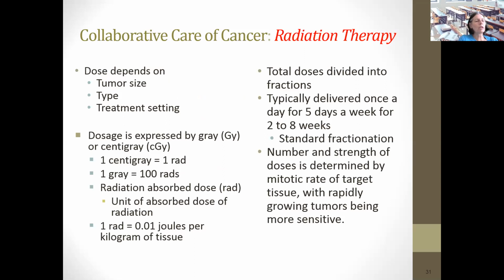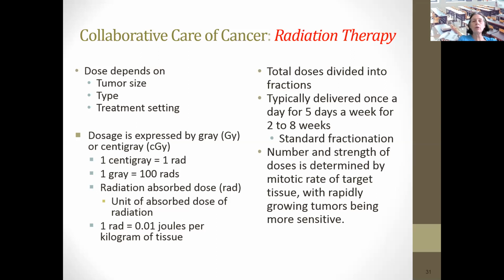The radiation is measured in grays or rads, but usually we talk about grays. The radiation absorbed is a rad, and the radiation expressed is the gray, technically, so whatever. You're going to hear those terms when they're talking about radiation dosing, so I just want you to know that's the measurement. The number and strength of the radiation is based on the mitotic rate of the cell and where we think it's happening.